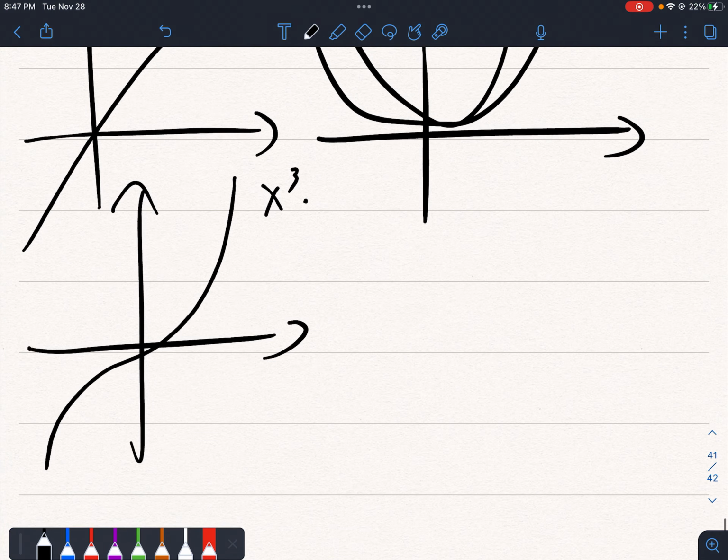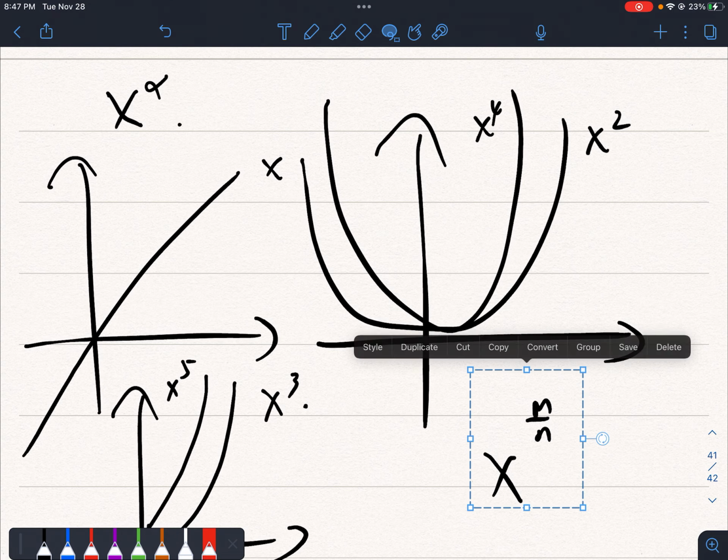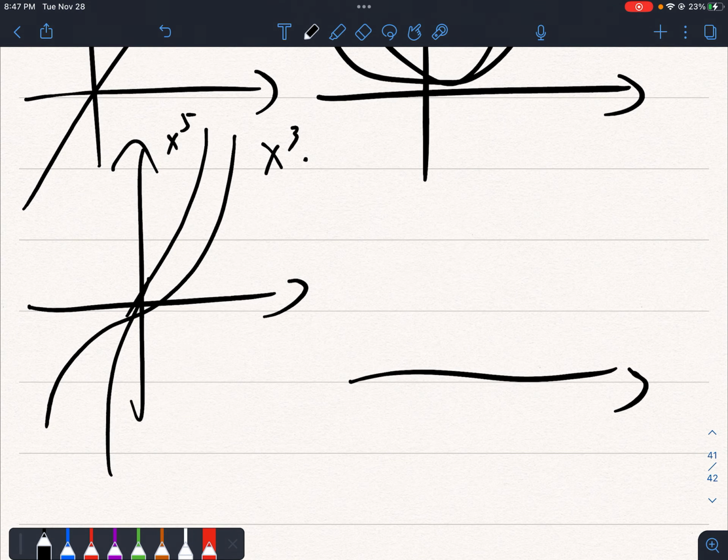Okay, and what is x to the 4th? Then it's something like this. X to the 6, x to the 5, it's something like this. And then you get x to the order, like let's say the positive powers. Okay, or the positive integer powers. And we can also define, for example, x to the m over n, but let's just forget about it for now.